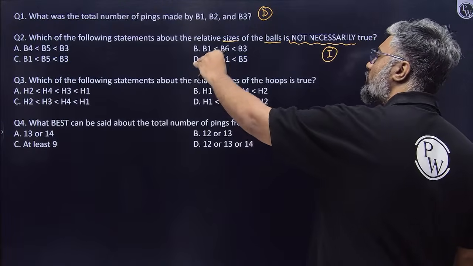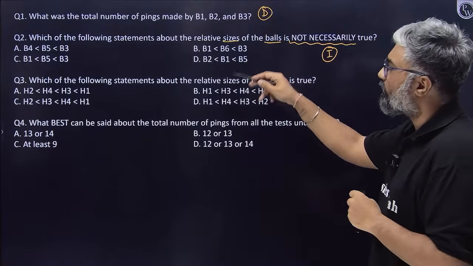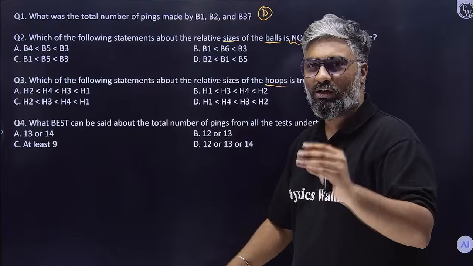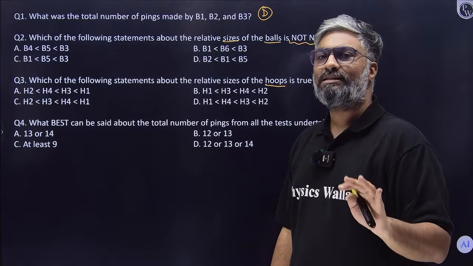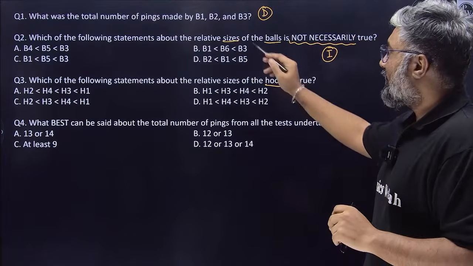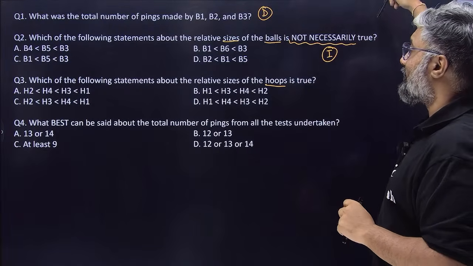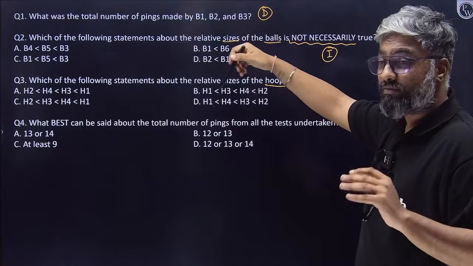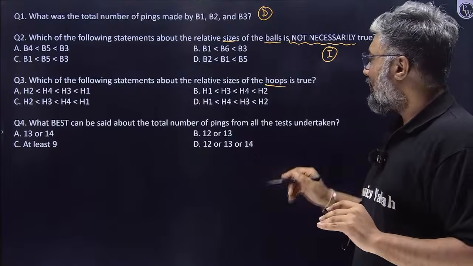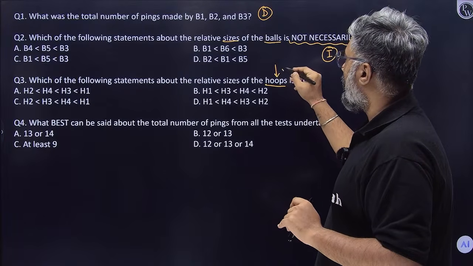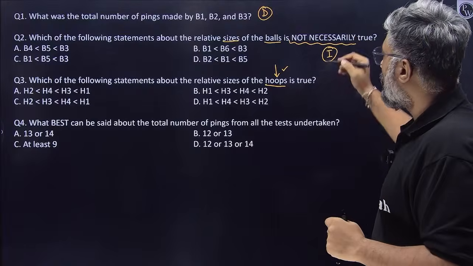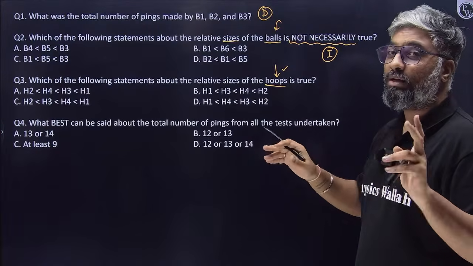Let's look at the third one. Which of the following statements about the relative sizes of the hoops is true? Do you see the difference in the language? Question number 2 and question number 3, both belonging to the same set, both basically asking just the relation between the size of the balls and the hoops. But look at the change in the language. Here they are saying which of the following is not necessarily true, and here they are being very specific that it is true. So from here, I can kind of make out that maybe with the size of hoops, I should get all the information. But I don't know, we are not sure, maybe with the size of the balls, we might not be able to get complete information.